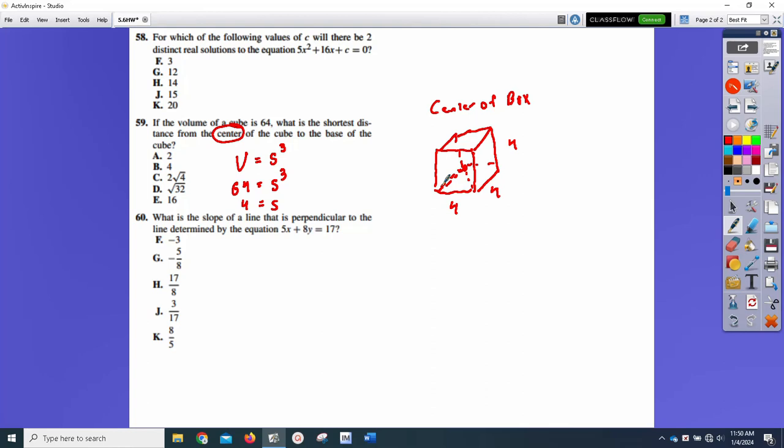Well, actually, I don't know why I'm overthinking this. I am really overthinking this. I'm going to the base of the cube. The thing's only 4 units tall. The answer's 2. I'm overthinking this.